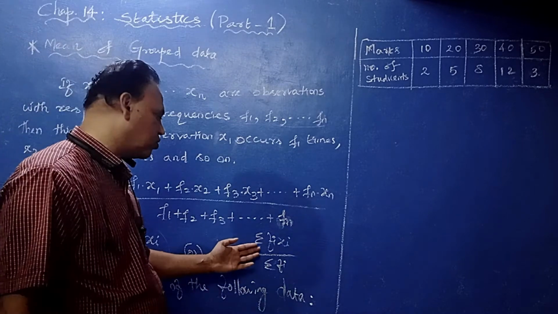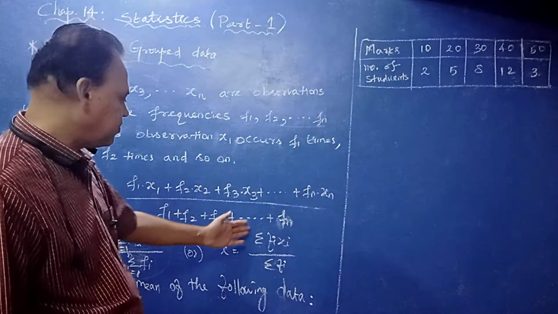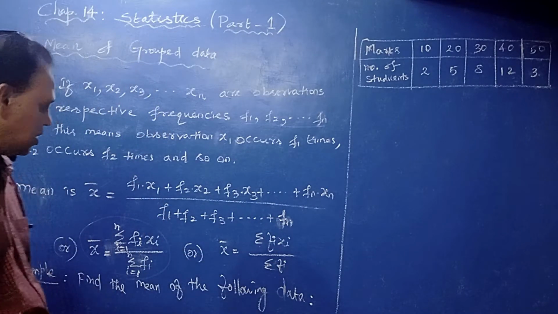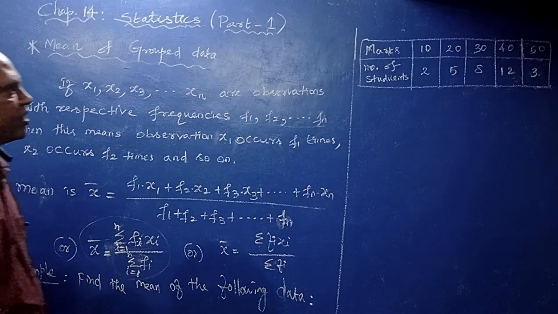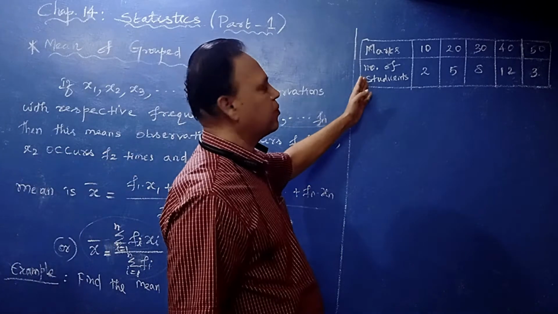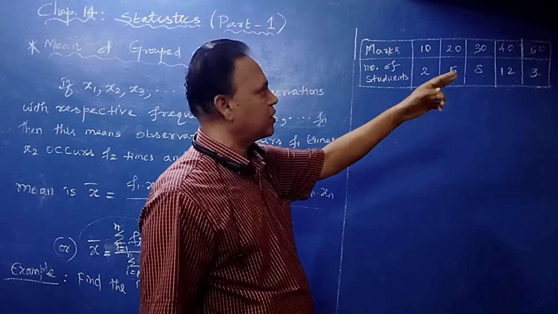Okay, always i equal to 1 to n will come in general. Clear? That is understood. That's why we can simply write it like this also. No problem. Now we will see one example. Find the mean of the following data. See, that is the given problem. Marks given: 10 marks, 20 marks, 30 marks, 40 marks, 50 marks.